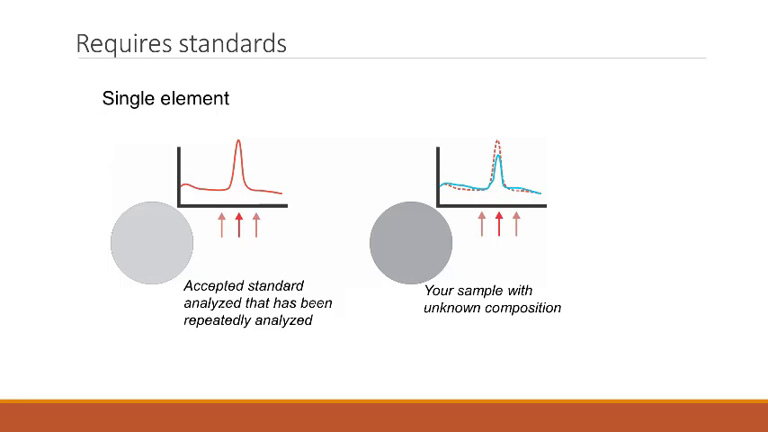The only way this technique can work is if we know what the peak should look like from a material that is similar, that has the atoms of interest in it. So we need a standard. Wavelength dispersive spectrometry works because we can compare a standard that has been analyzed by a number of different ways, a number of times, and then compare our unknown sample against it and make quantification determinations based on the peak differences and some differences in the material itself.